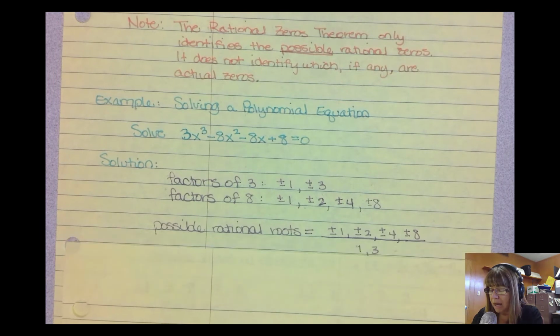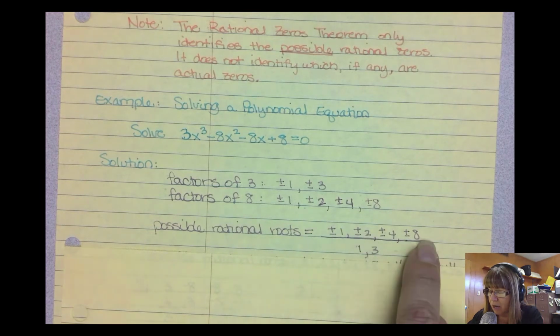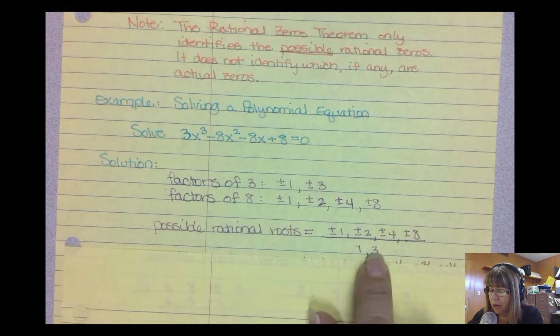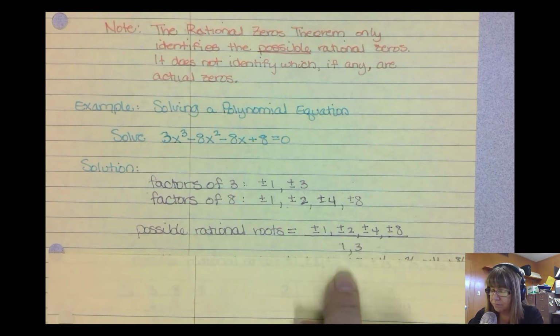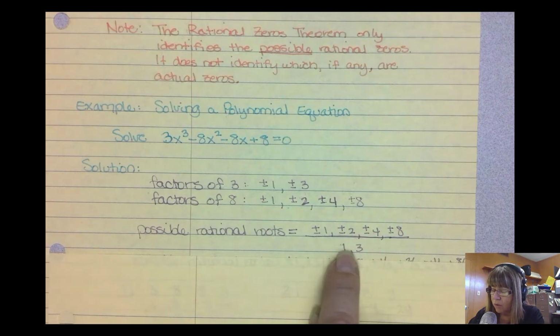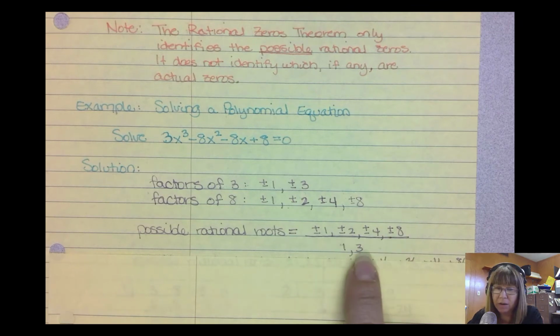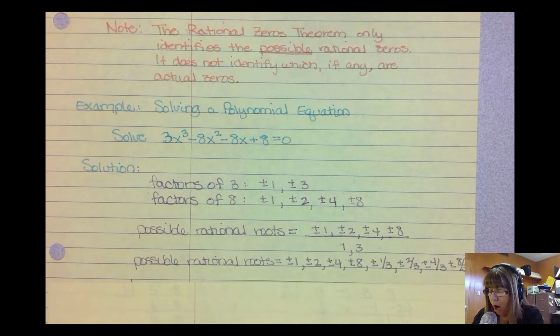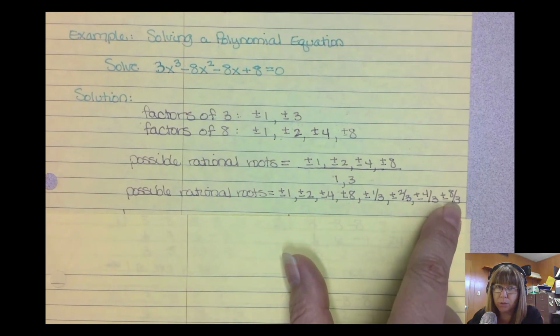Now let's combine all of those with the possible values of our last term on top and our leading term on the bottom. And I'm only worried about the positive factors of the leading term. Now I'm going to have plus minus 1 over 1, plus minus 1 over 3, plus minus 2 over 1, plus minus 2 over 3, plus minus 4 over 1, plus minus 4 over 3, and plus minus 8 over 1, plus minus 8 over 3. So we have quite a few possible rational roots. We have 2, 4, 6, 8, 10, 12, 14, 16 possible roots.